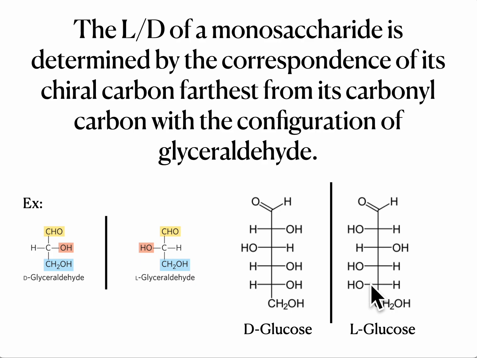Similarly, if you want to determine whether this molecule is a D or L isomer of glucose, you look at the chiral carbon farthest away from the carbonyl carbon, which will be this one, and then you'll see that the alcohol is facing the left, and that corresponds to the L-glyceraldehyde configuration, so therefore it is an L-glucose.